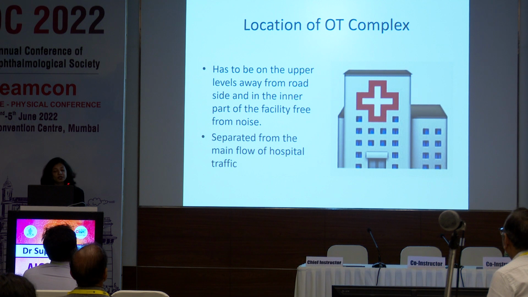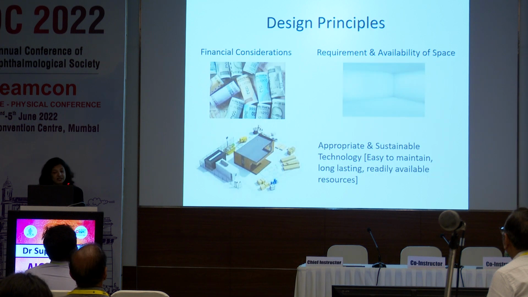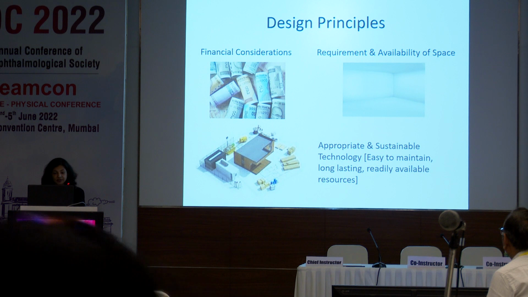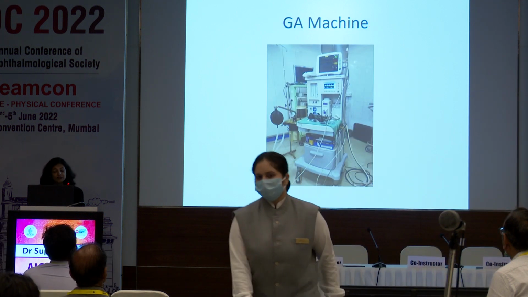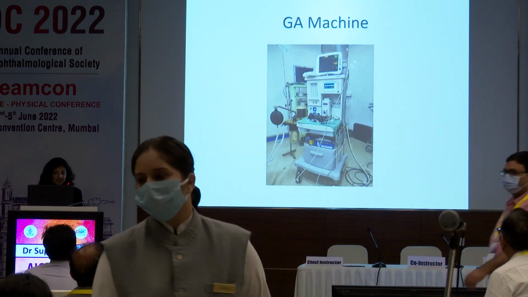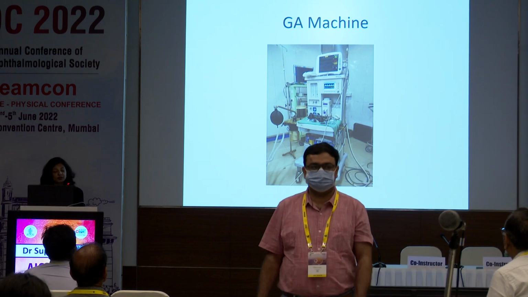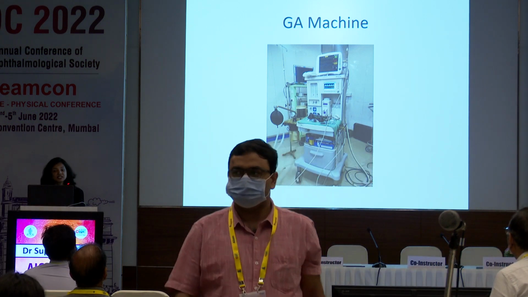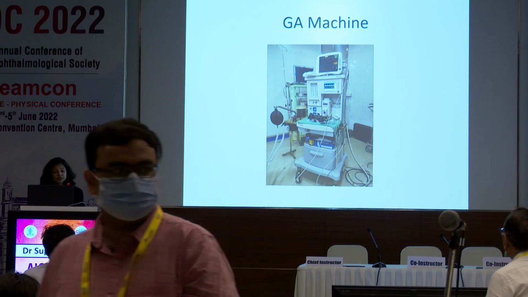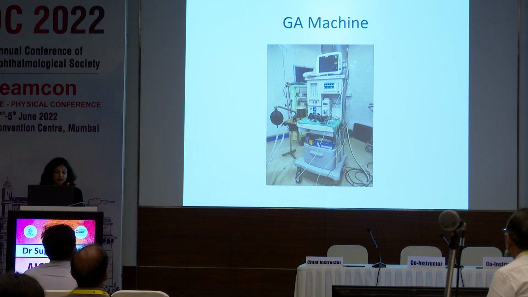OR has to be located on the upper levels and in the inner part of the facility to limit dust exposure. Regarding the finances, always set aside a budget and decide its upper and lower limit. Planning has to be done depending on the availability of the funds and space. Decide in the initial phase only if you are planning to offer general anesthesia, as extra space is needed to keep the anesthesia machine, and additional design is needed for requisite socket placement, suction and oxygen outlet system.